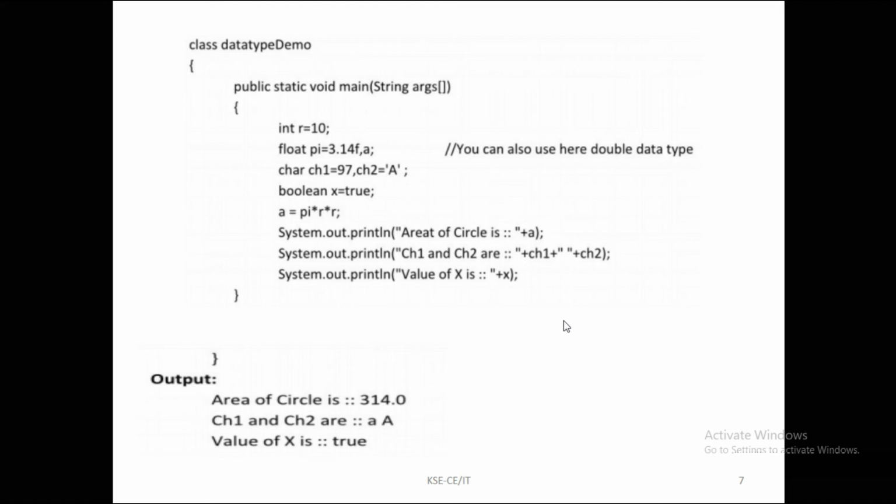System.out.println. It means it is the same as the printf function. In the brackets, whatever string you write inside double quotes will be printed as it is, like "Area of circle is :". That prints as it is on our output screen. And a is my variable, which is also considered as a string, so we can concatenate the string by using the plus sign.